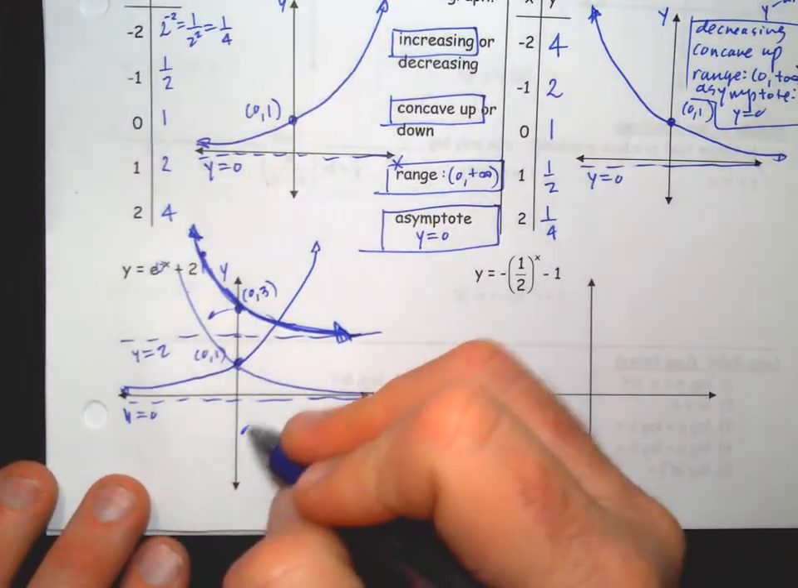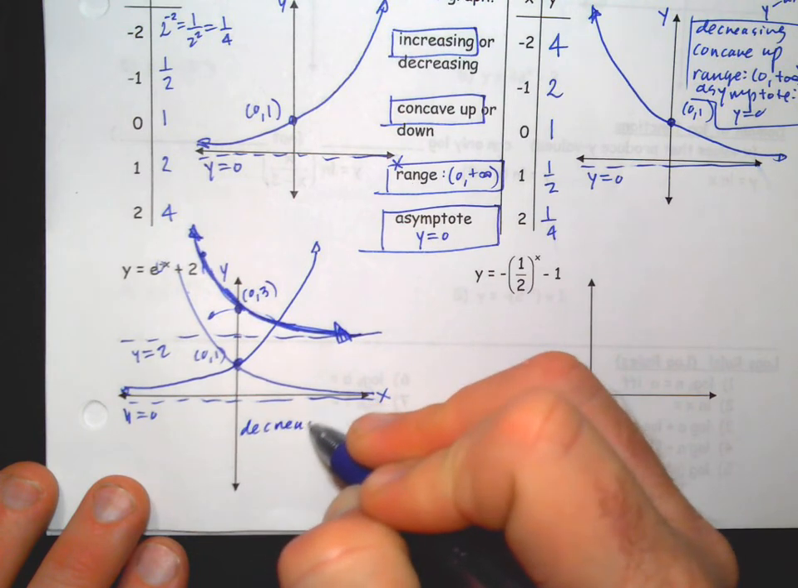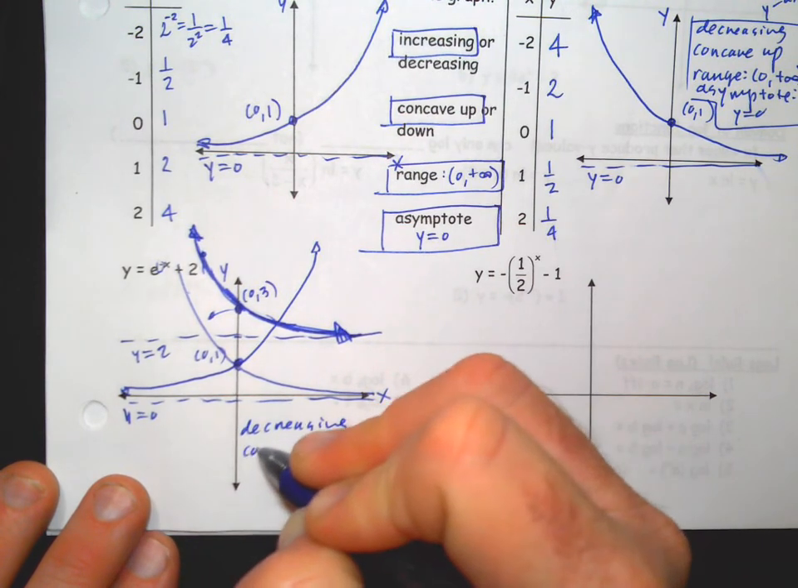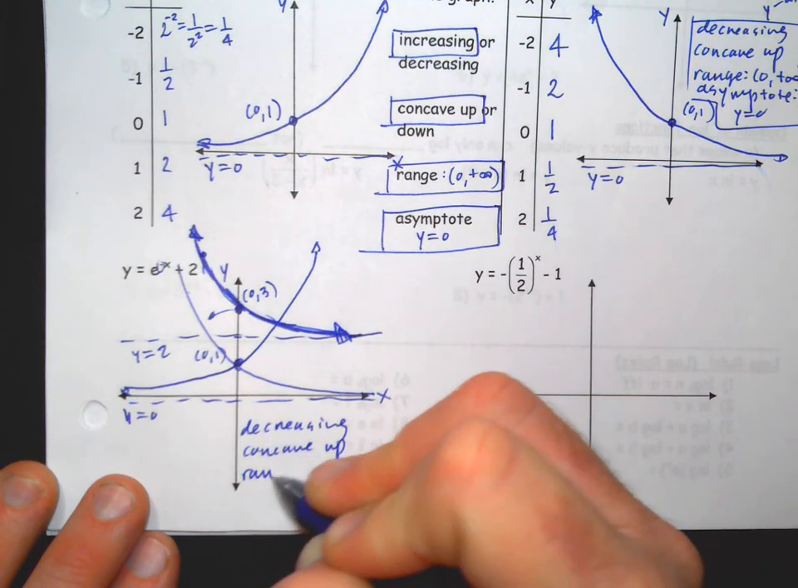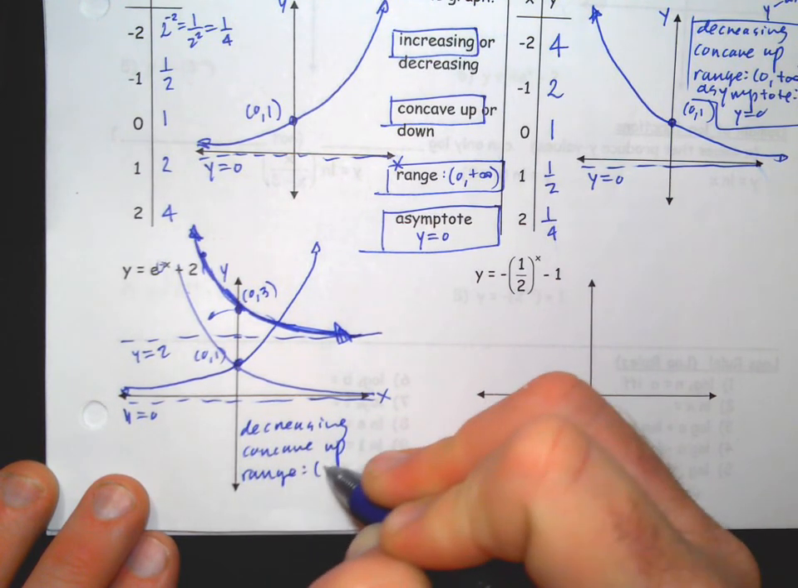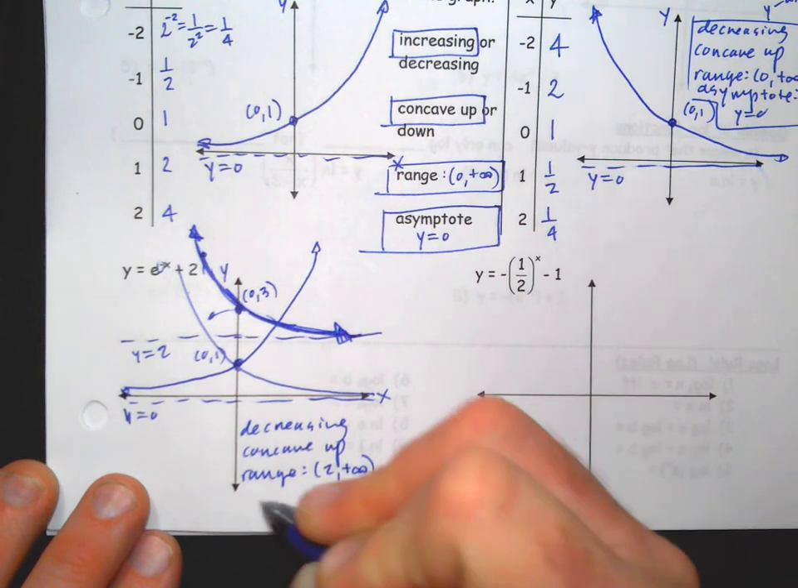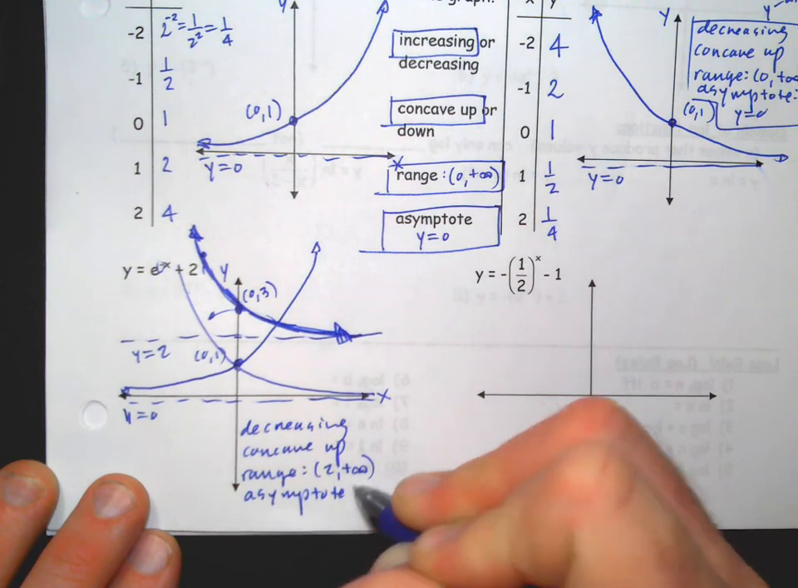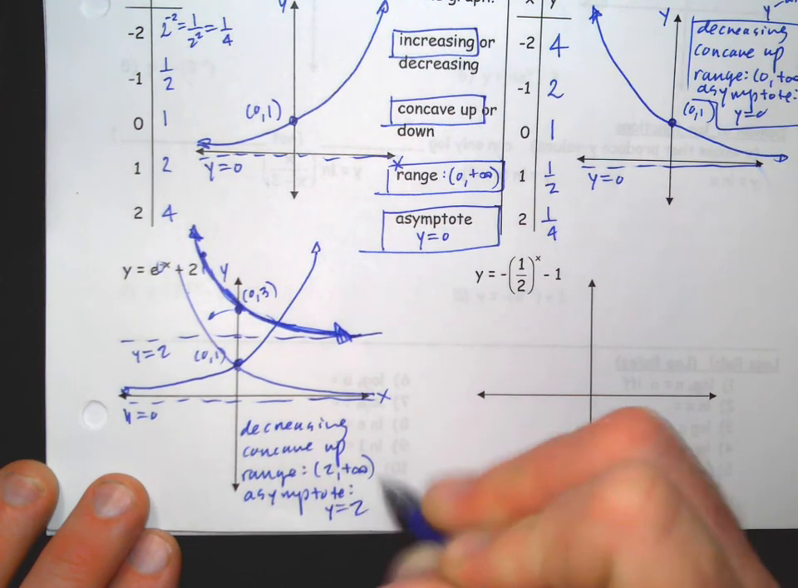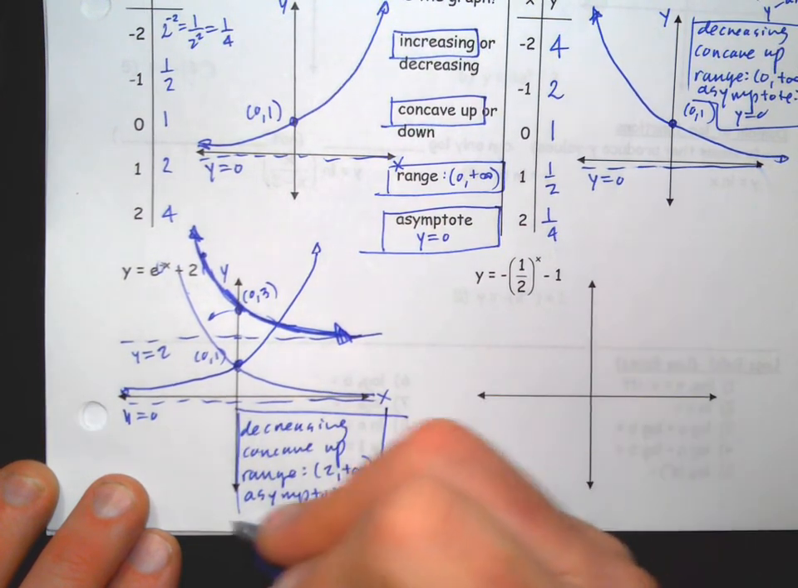And then you're going to answer the questions. It is decreasing, concave up, range is 2 to positive infinity, and the asymptote is y=2. So there you go.